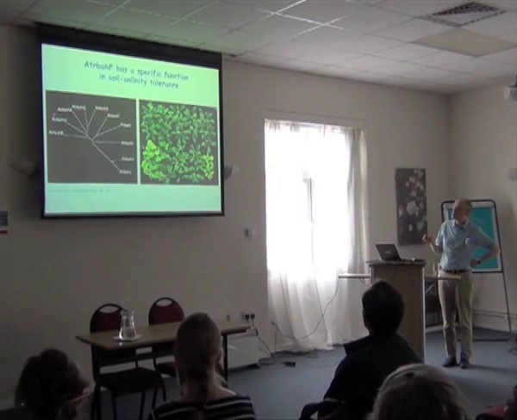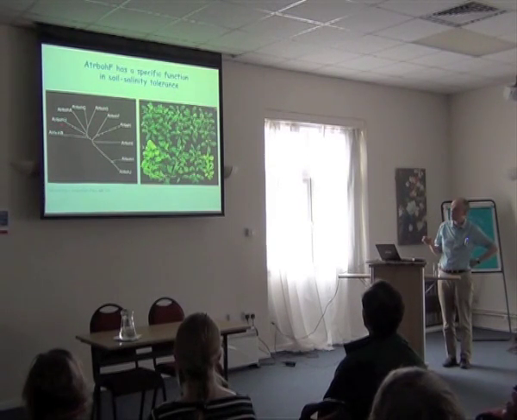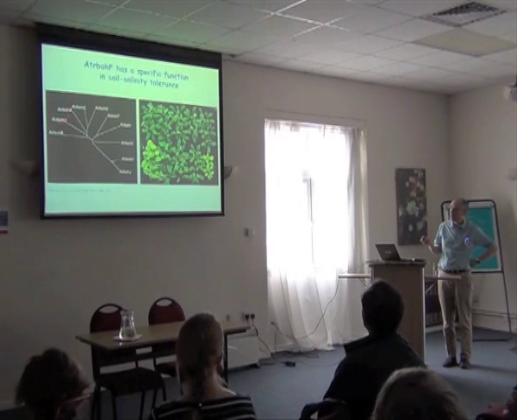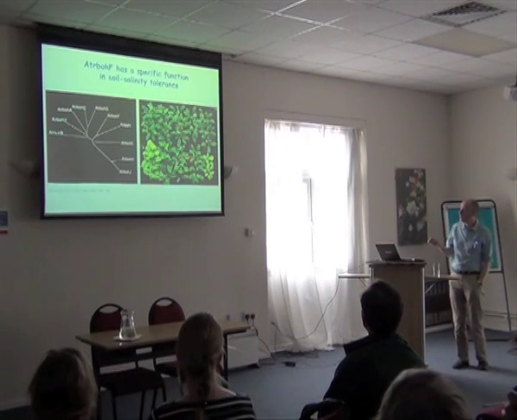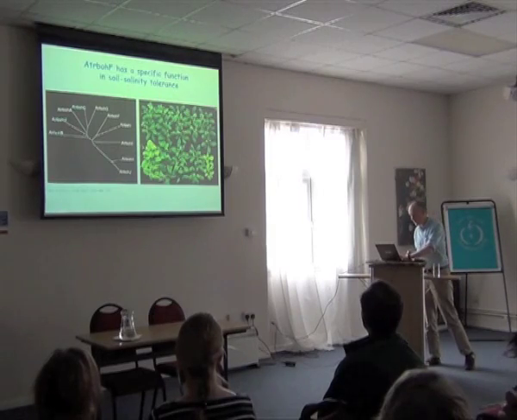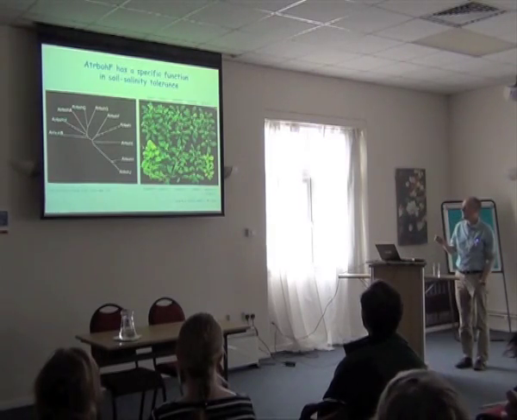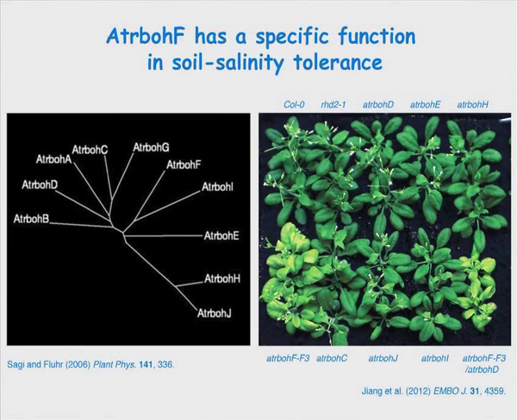You can answer that question by getting, from the stock collections or from elsewhere, mutants that individually lack one or other of these enzymes encoded by these different genes. So this is a panel showing a whole set of these various different mutants. And we've done the soil salinity experiment that I talked about at the beginning. If you look at all of these, here's the control. Here's lots of different knockouts of all these different enzymes. It's only A2RBOHF that has this phenotype. So you can see it there.